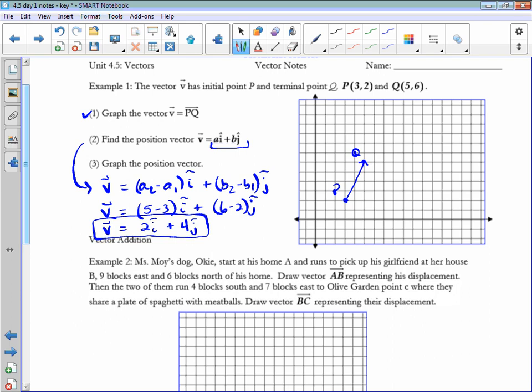You can also write it in component form. It looks like an ordered pair, but we're going to use the angled brackets because you're not just plotting one point. You're saying my change in x is 2 and my change in y is 4. So the component form of this would look like <2, 4>.